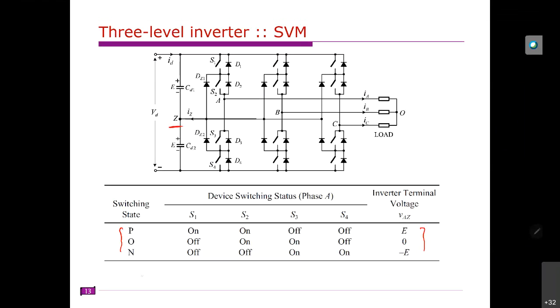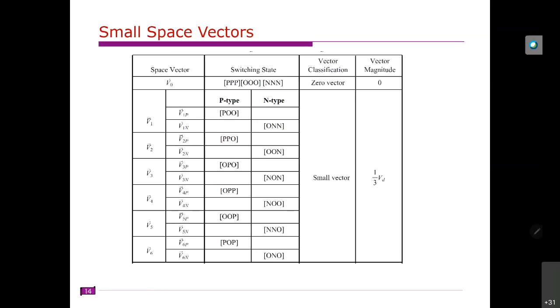So with this we identified there are 27 switching states, right? Those 27 we have divided into different categories: zero states, or in other words zero switching vectors, small vector, medium vector, and large vector. We already discussed that we have 12 small vectors. We have n-type small vector and p-type small vector, and its magnitude is 1/3 Vd.